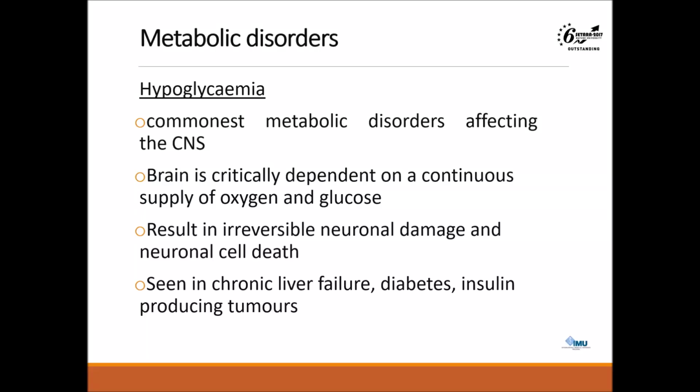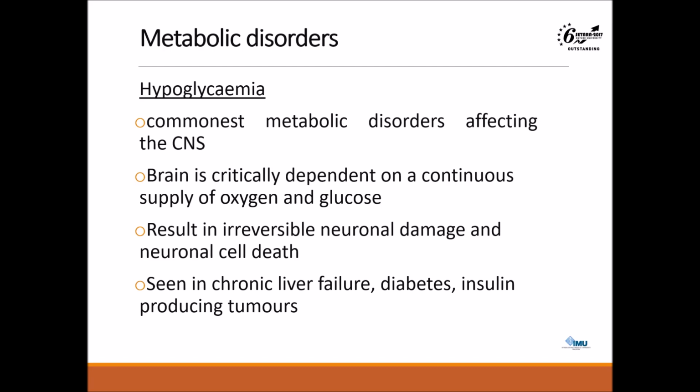Okay, let's continue about metabolic disorders. Among the metabolic disorders, hypoglycemia is the most common metabolic disorder that affects the CNS. As you all know, the brain is an important organ that critically depends on the continuous supply of oxygen and glucose. Without glucose, the CNS cannot function normally, which results in irreversible neurological damage and neuronal cell death. So this can be seen in chronic liver failure, diabetes, and insulin-producing tumors.